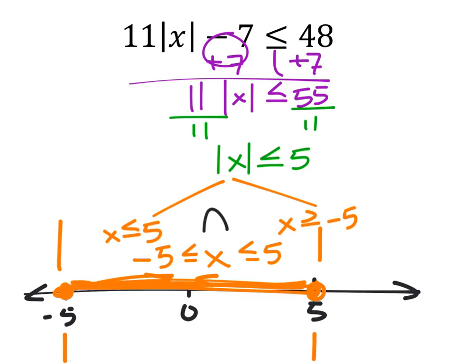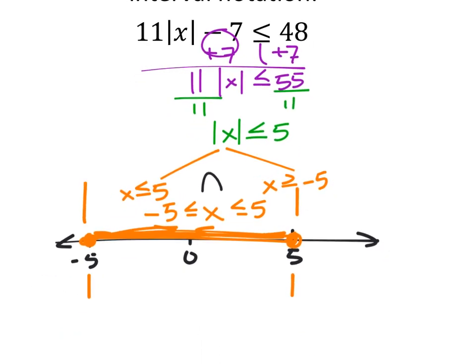Now that's the graph. We need the interval notation as well. So I see that the orange line goes all the way to negative 5. It's included because it's a closed circle. It's not my best drawing there, but it's a drawing. And then it follows all the way to the right to 5, which also is a closed circle. So it also has that square bracket.